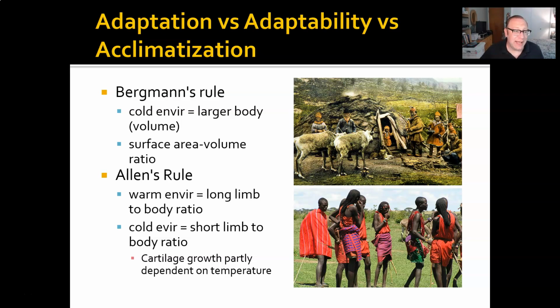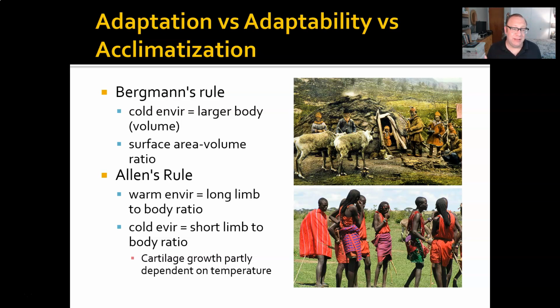Bergmann's rule says that in cold environments, you will have a larger body volume, but lower surface area. That means you're going to be sort of stockier, probably shorter, not necessarily, but you're going to be stockier. This is because the advantage is if you have low surface area, you have fewer places to lose heat. So that's a cold adaptation for conserving heat.